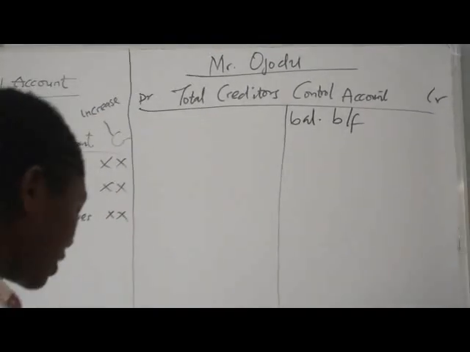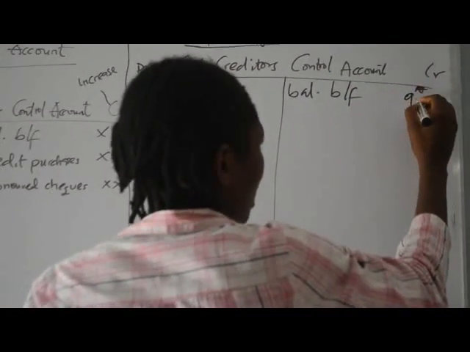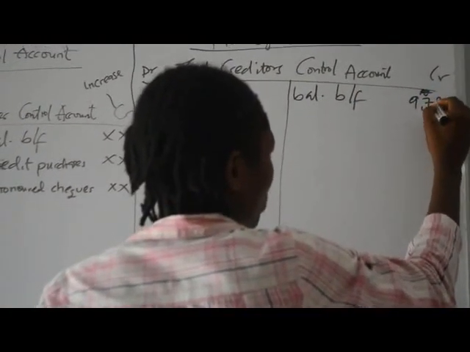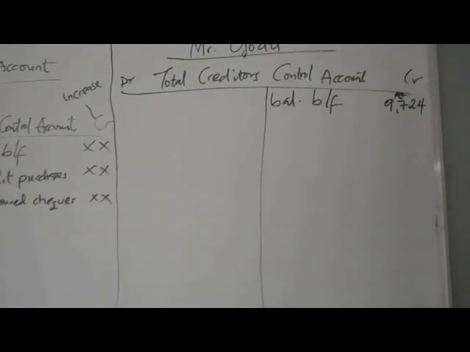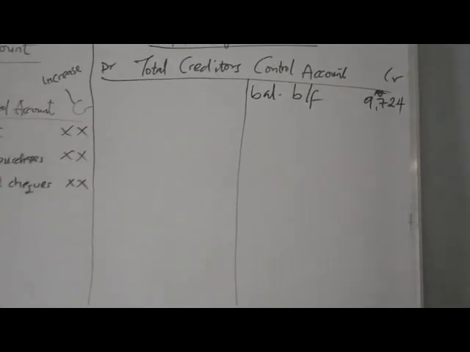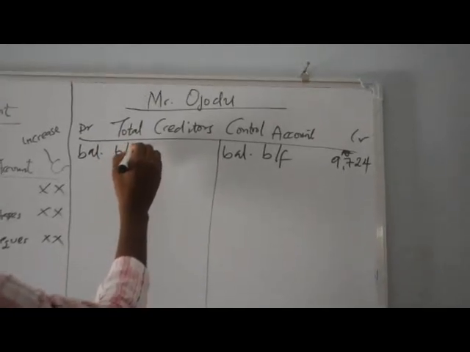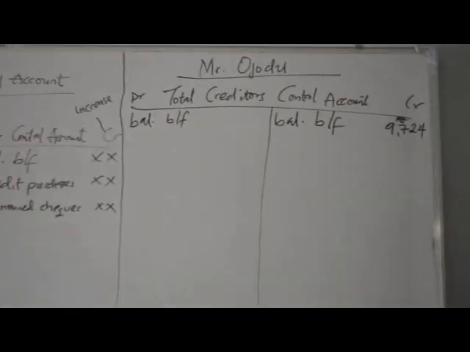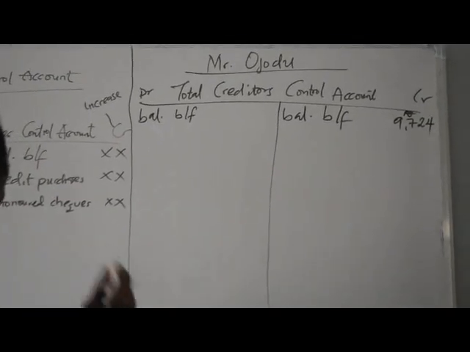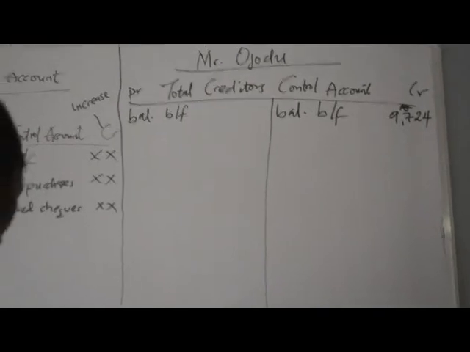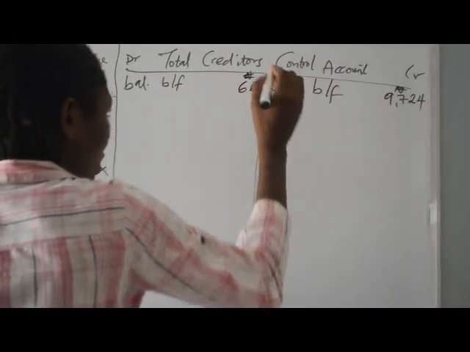We have 9,724 naira. So our naira sign, 9,724 naira. The next we have is a debit balance, that is also a debit balance from the previous month. So we'll be entering this on the debit side, balance brought forward. Like I said, a debit balance simply means our balance brought down is on the debit side. So we have our balance brought forward of 660 naira. So my naira sign, 660 naira.